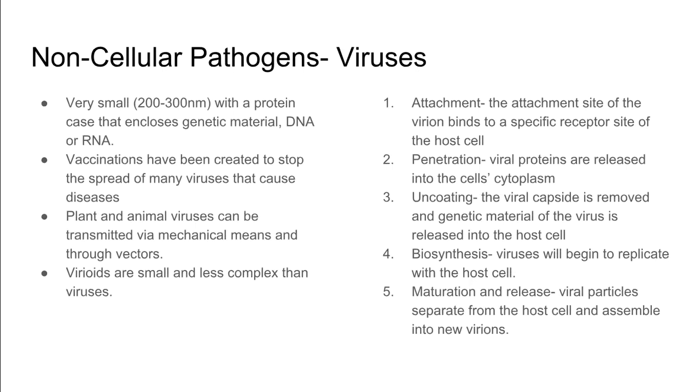So the way in which viruses can infect people is the process on the right here. First, it has to attach to the specific receptor site of the host cell, and then it must penetrate that host cell, and that allows the viral proteins to be released into the cell's cytoplasm. We then see the uncoating, where the viral capsid is removed and the genetic material of the virus is released into the host cell. We then see biosynthesis, and this is where the virus will use the host cell to replicate, and then we see the maturation and release, and this is where the viral particles separate from the host cell and assemble into new virions.